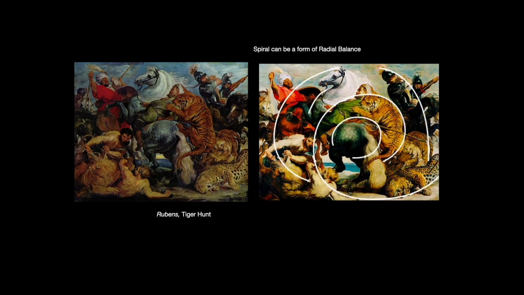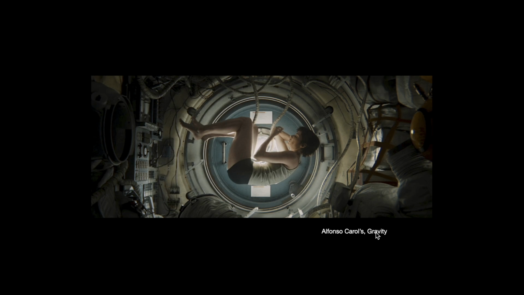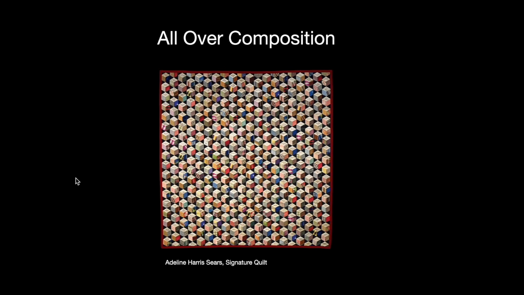Here's Rubens's Tiger Hunt. So radial balance doesn't just have to be circular; there's another form of radial balance where it can spiral into the center. So we have everything spiraling out of this center point, radial balance. The golden ratio has a center anchored point too. We see this throughout nature. Alfonso Cuarón's Gravity. This was a movie that came out in the 2010s. Sandra Bullock radiating out of the center, all these wires and circular objects. She's in space.